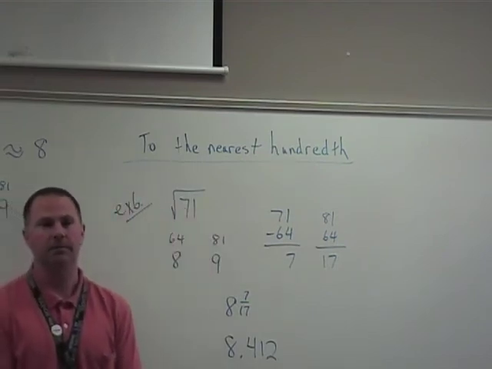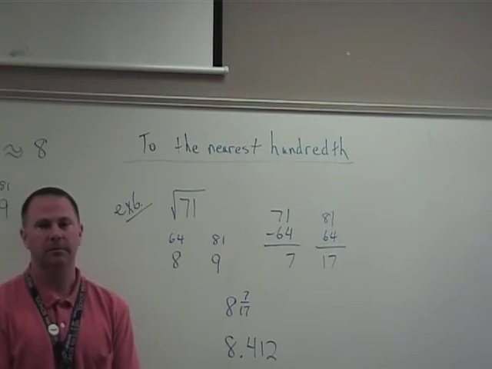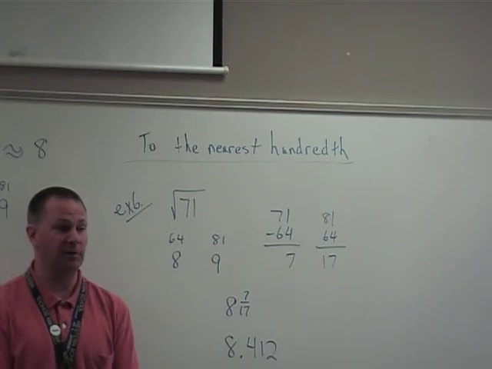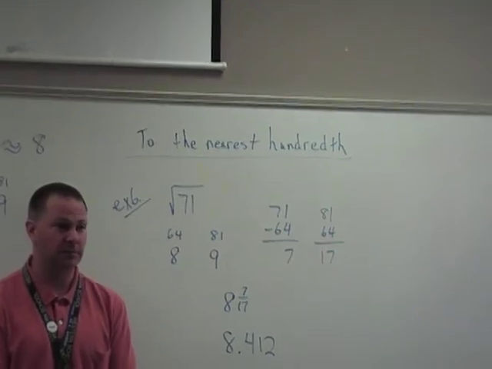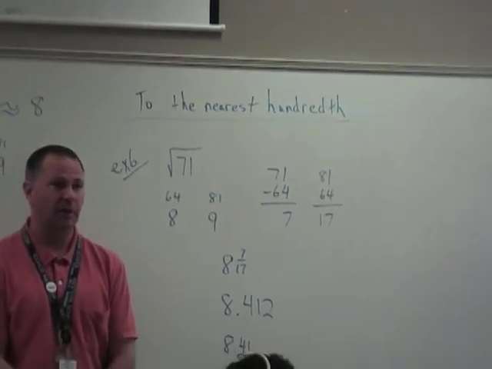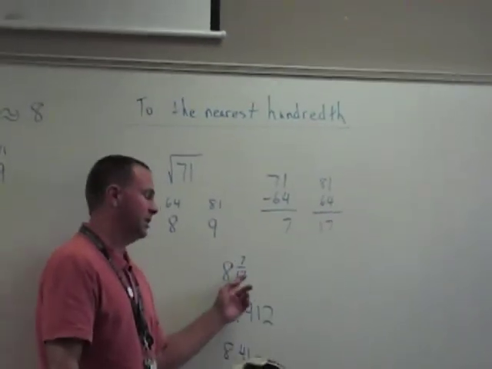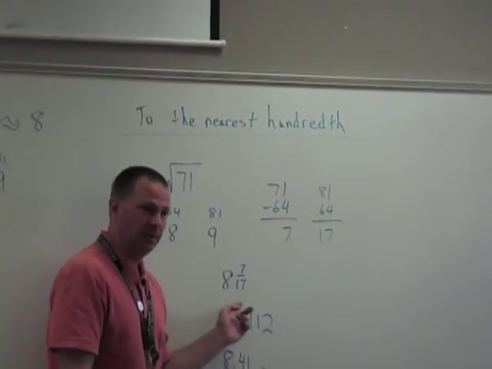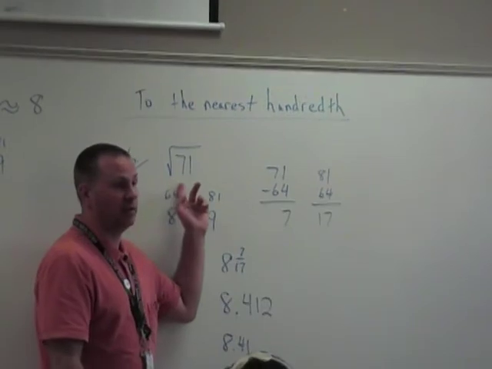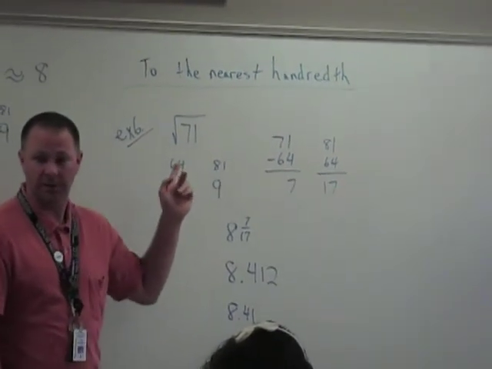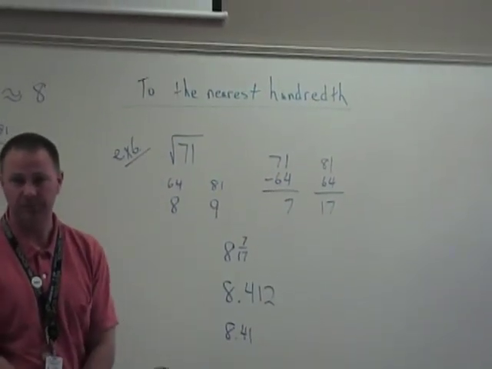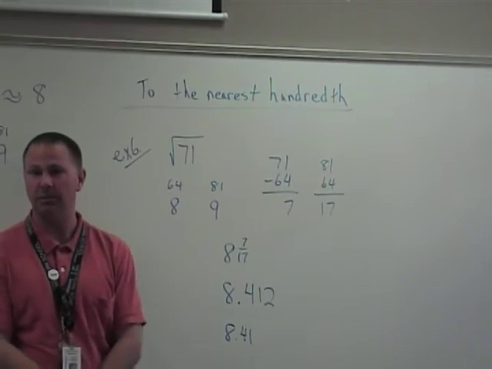Now, I think this is absolutely the stupidest thing I've ever done in my life. Because if I'm going to have to figure out what 7/17 is anyway, I might as well just take my calculator and take the square root of 71. So take the square root of 71. Round it to the nearest hundredth and tell me what you get.